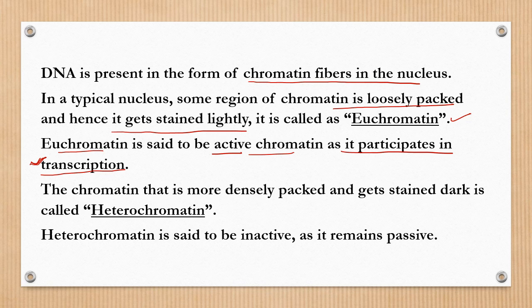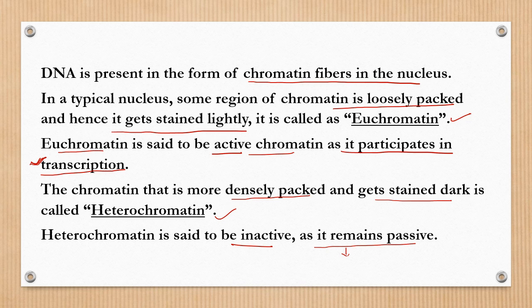Now, the chromatin that is densely packed, very closely packed, and gets stained dark, is called heterochromatin. Loosely packed chromatin is called euchromatin. Densely packed chromatin is called heterochromatin. Heterochromatin is said to be inactive as it remains passive, that means it is not involved in transcription. So here you have the differences between euchromatin and heterochromatin.